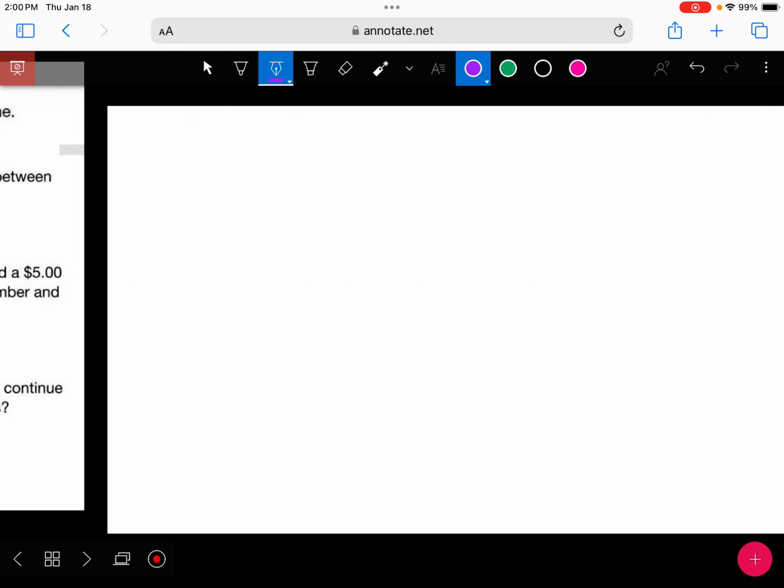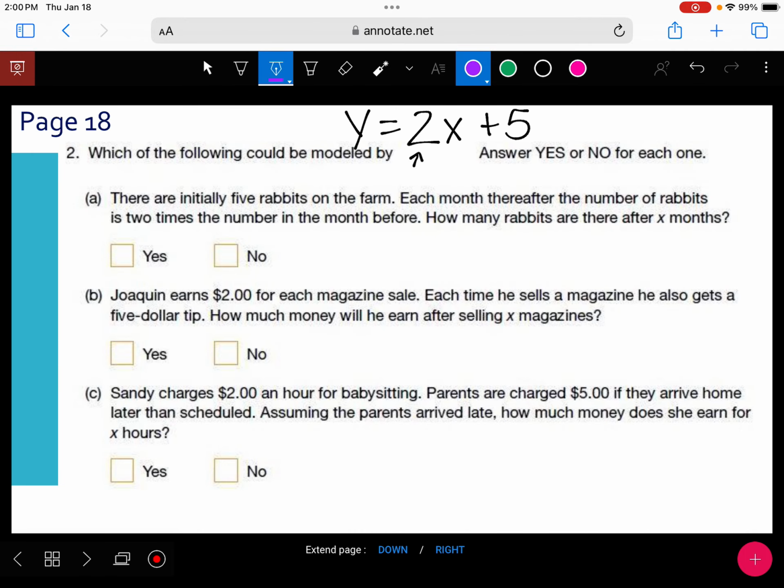Okay. Why did it jump back to the first page? Love that for us. So much fun.